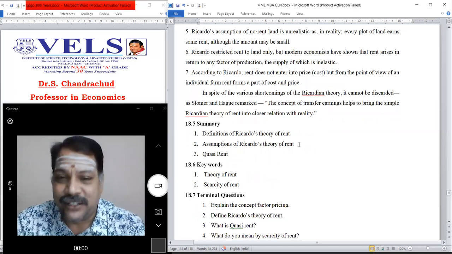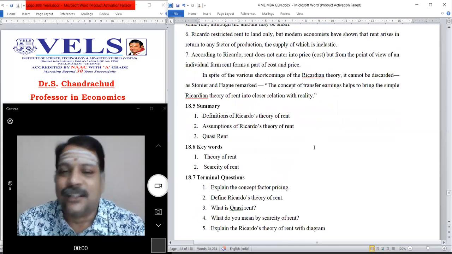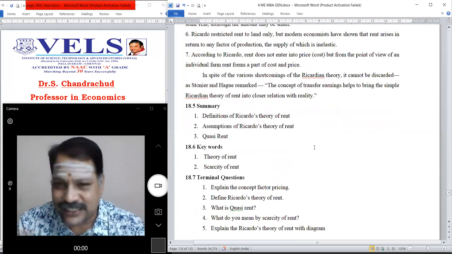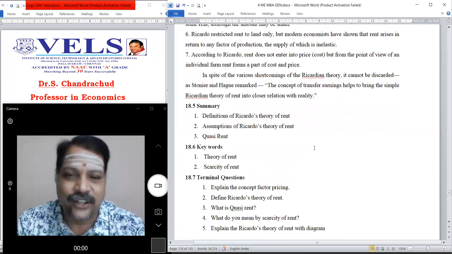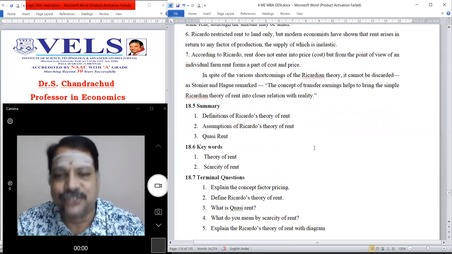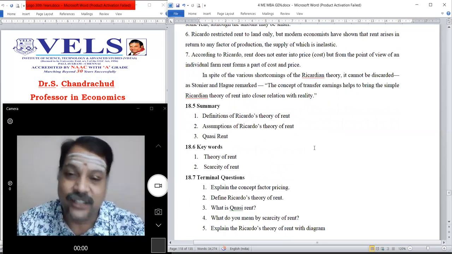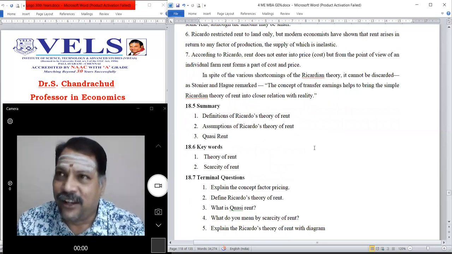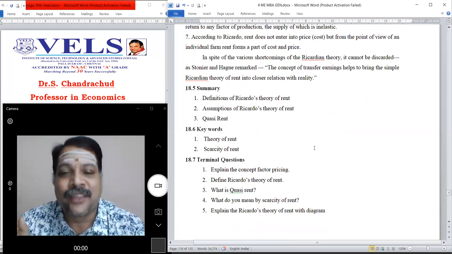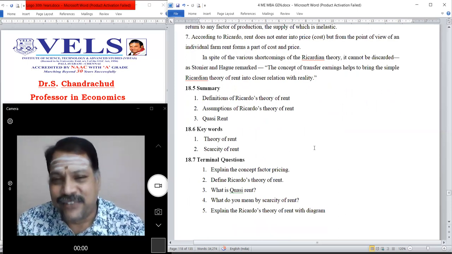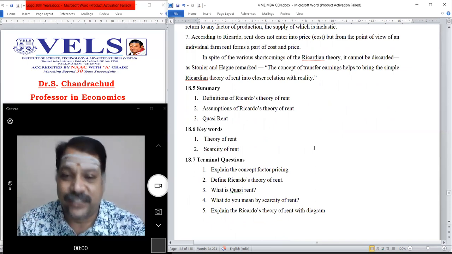With this, I am completing this class. What we discussed in this class is, we have defined what the Ricardian theory of rent is, we have listed out the assumptions of the Ricardian theory of rent, and we have defined two main concepts, differential rent and quasi-rent. And what are the keywords in this particular topic? They are scarcity rent and differential rent.